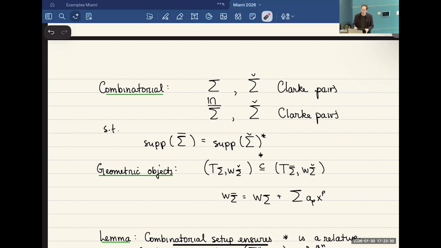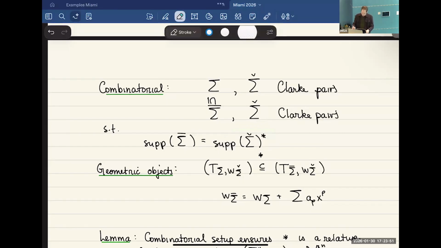The thing that is different here, the thing that I want to emphasize, and maybe goes back to a comment that I made before that was a little premature, is that I want the support of sigma bar to be precisely the dual of the support of sigma check.